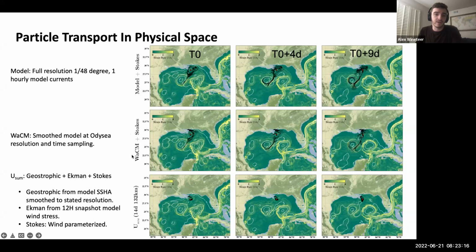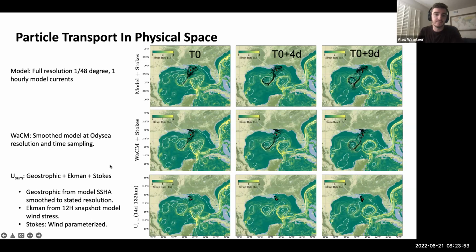If we look at something more like what Odysea can do in the center pane, these are currents that have been sampled as if we saw them at the resolution that Odysea can see, and with the time sampling that Odysea would have, we see something fairly similar to the model results. It's not exactly the same, of course, but we're starting to get this transport of the particles in black out towards this center eddy and being advected all over the Gulf of Mexico in just a few days.